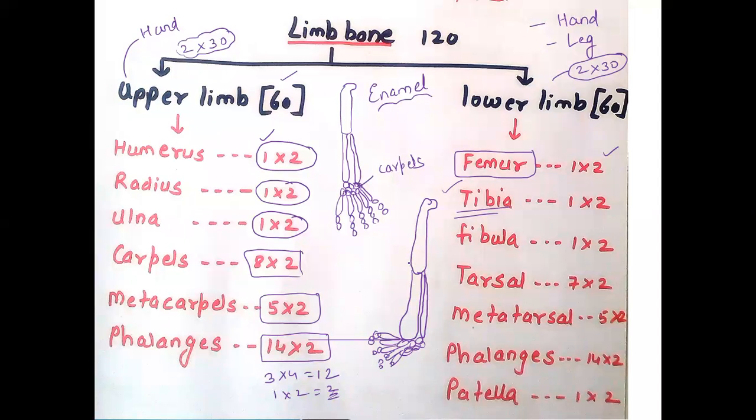Most important is here. On the knee, there is one special bone present. This bone is called the patella. This is the kneecap. So we have fibula 1 into 2, tarsal 7, and metatarsal will be 5 into 2, phalanges will be 14, patella is 1. Here is a very important part that we need to understand, that this patella is responsible for providing attachment to the femur and tibia and fibula.